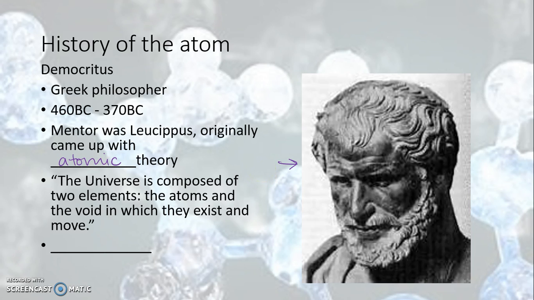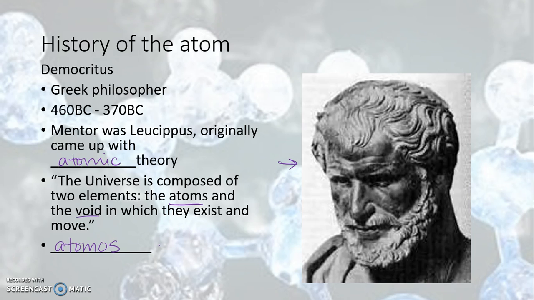Leucippus passed on, and Democritus actually adopted this theory. He said that the universe is composed of two elements. One of them is the atoms, and the other one is the void in which these atoms exist and move. He called atoms atomos, which is Greek for atoms, and he's the first one to say that these atoms make up everything, and they are indivisible. They are everywhere.